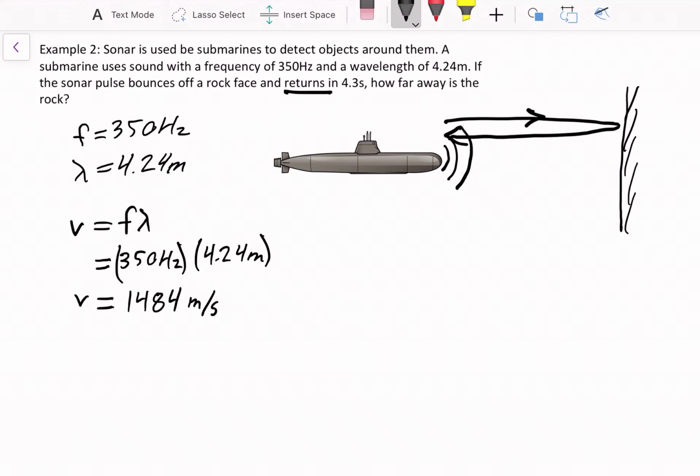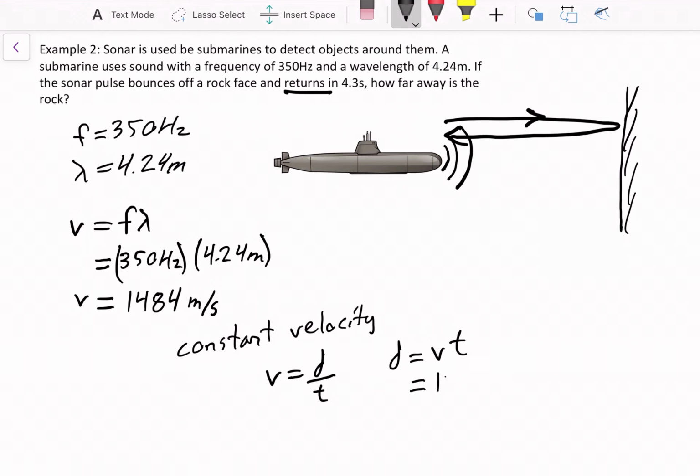Since we're talking about a velocity that is constant here, we can use a very straightforward kinematics formula: velocity is equal to distance over time. We are looking for the distance here. We know the time, so distance is equal to velocity times time, which is 1,484 meters per second multiplied by 4.3 seconds. Of course, our units cancel out nicely.